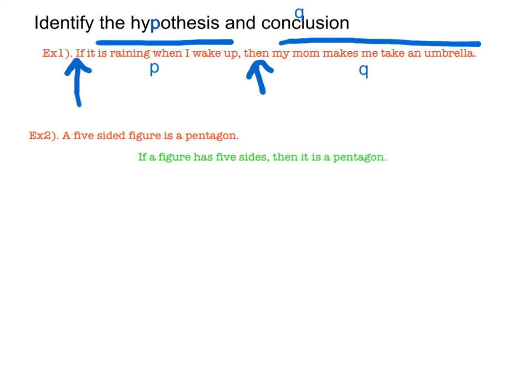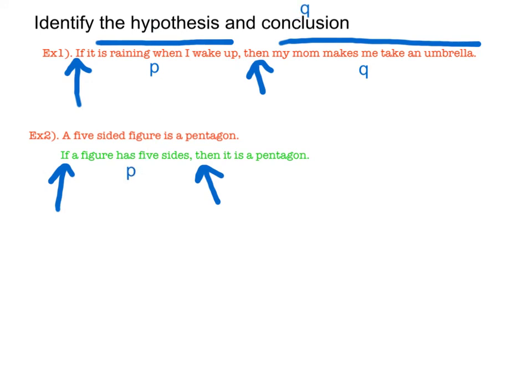All right, let's see if that makes sense. If a figure has five sides, then it is a pentagon. I see my if, I see my then, there's my hypothesis, there's my conclusion. In this case, we did have to rewrite it, but we were still able to find the hypothesis and conclusion. So keep in mind, you may need to rewrite some of your statements so that you can find the hypothesis and conclusion.